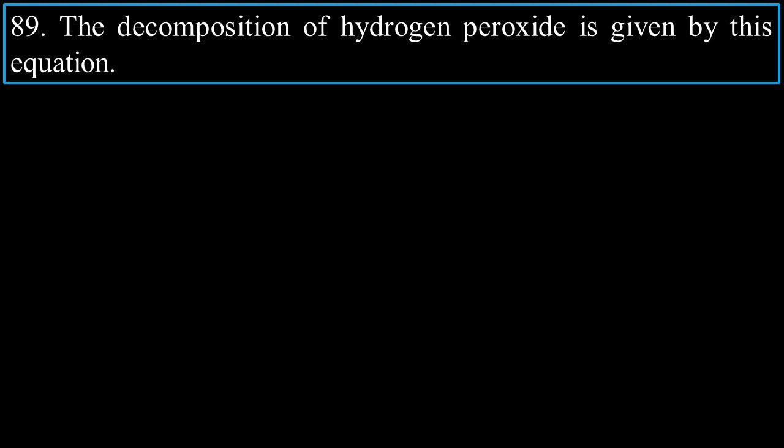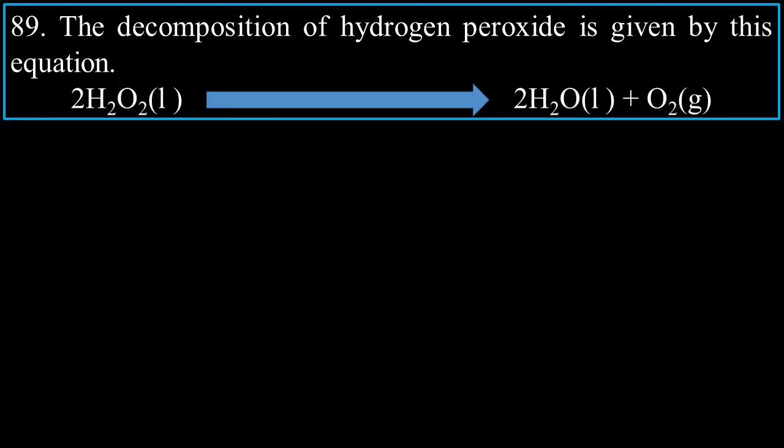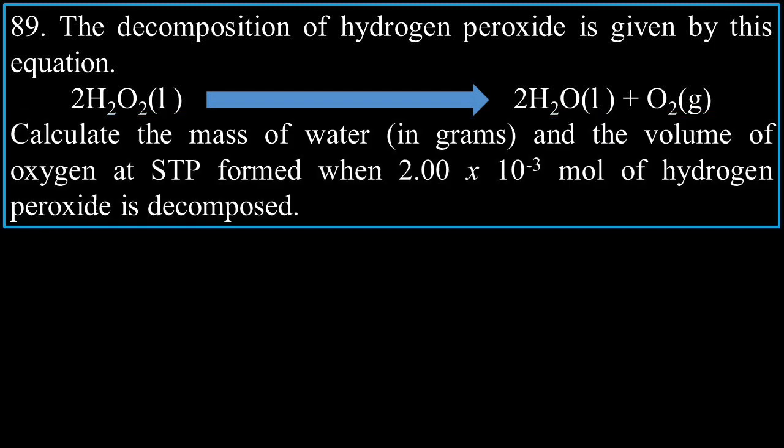The decomposition of hydrogen peroxide is given by the following equation. So it would be 2 peroxide molecules yields 2 water plus 1 oxygen, gas and liquid. So that's the equation for the decomposition of hydrogen peroxide. Calculate the mass of water and the volume of oxygen at STP formed when 2 times 10 to the negative 3 moles of hydrogen peroxide is decomposed.